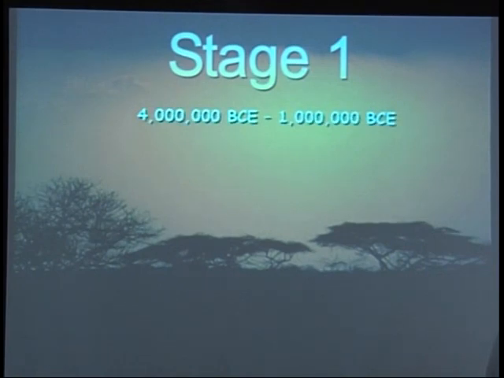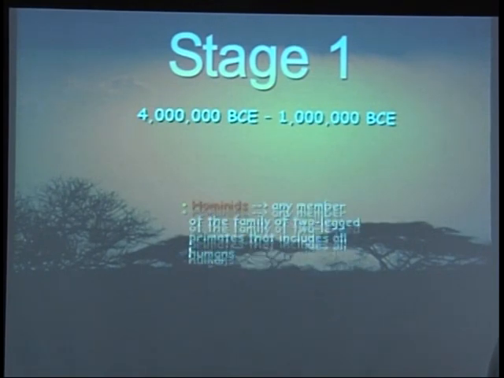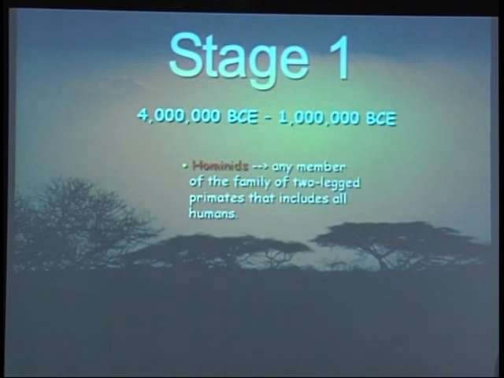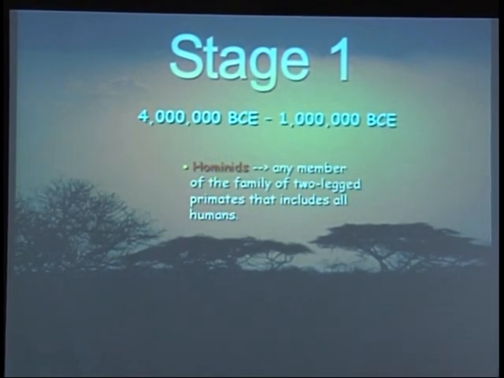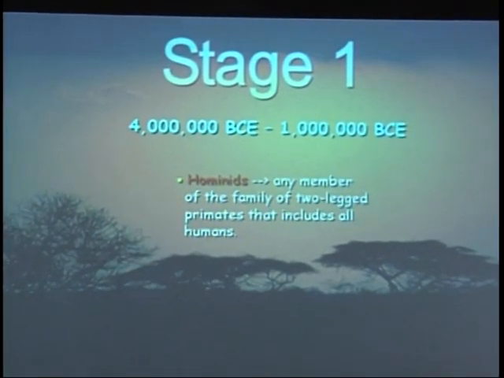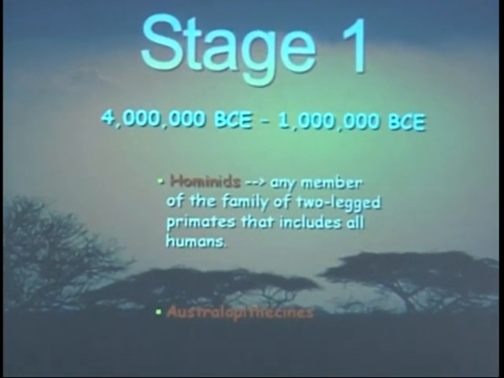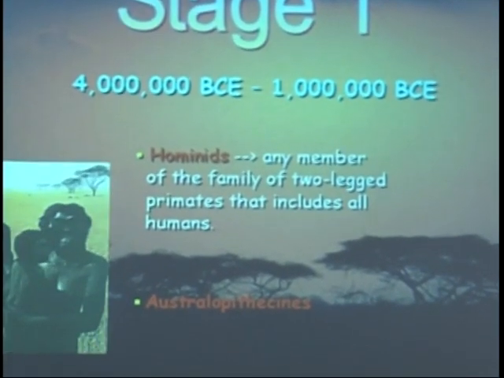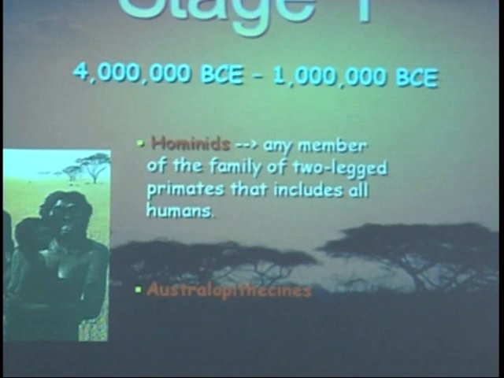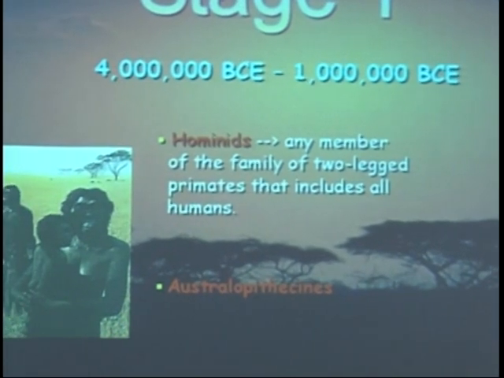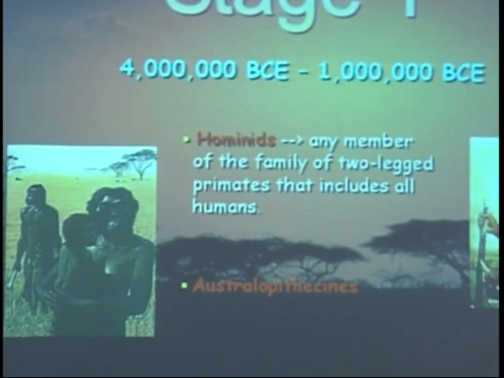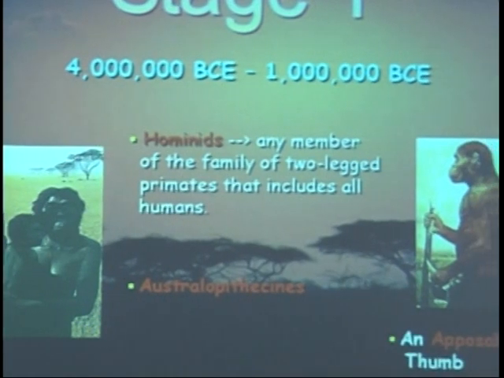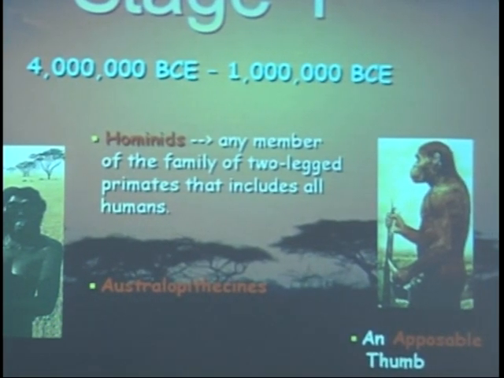Stage 1. From about 4 million to 1 million years ago, you had hominids. Okay? And a hominid is any member of the family of a two-legged primate, and that includes humans. The first one is Australopithecus, and you can see here that they looked more like an ape than a modern-day human. Right? They had an opposable thumb, which means they could grasp things.